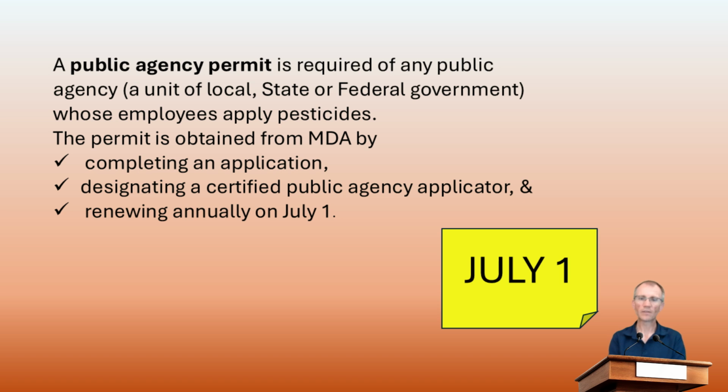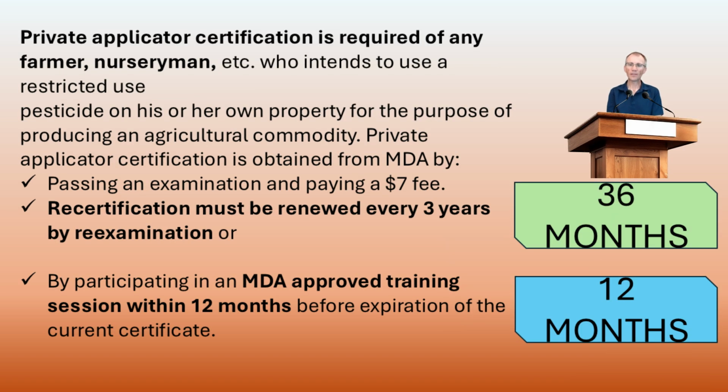annually on July 1st. Private applicator certification is required of any farmer, nurseryman, etc., who intends to use a restricted use pesticide on his or her own property for the purpose of producing an agricultural commodity. Private applicator certification is obtained from MDA by passing an examination and paying a $7 fee. Recertification must be renewed every 3 years by re-examination or by participating in an MDA-approved training session within 12 months before expiration of the current certificate.